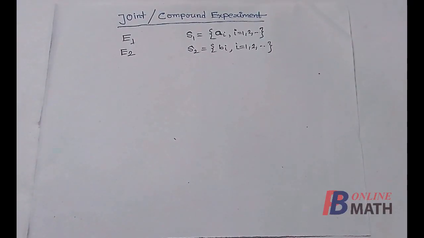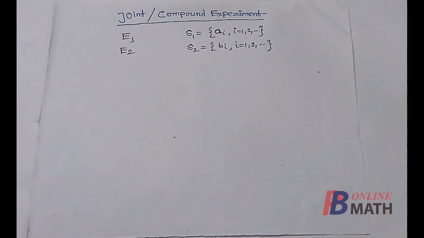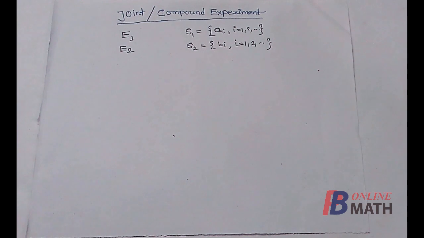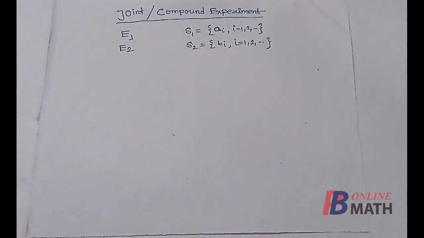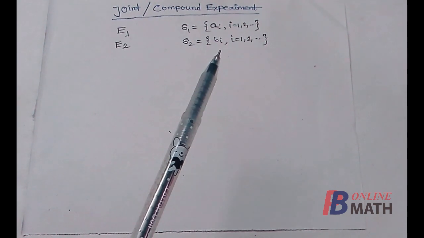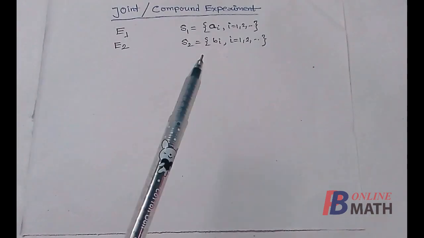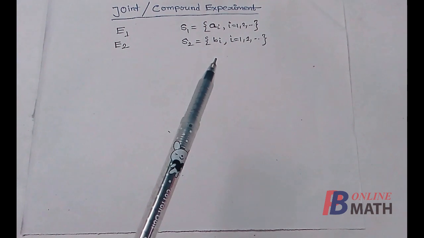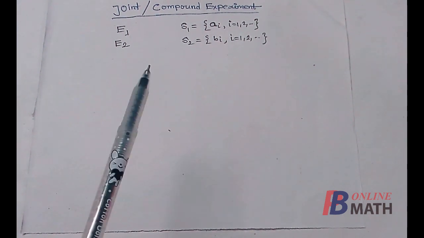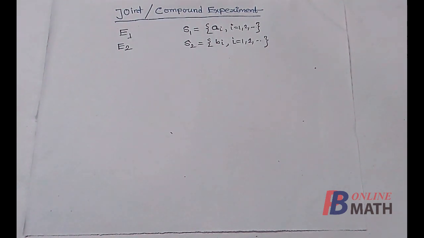Let us first consider two random experiments, E1 and E2, with the sample spaces S1 and S2 respectively. As we know, the number of outcomes corresponding to a random experiment may be finite or infinite. So here we have assumed that A1, A2, A3 are the outcomes corresponding to the random experiment E1, and B1, B2, B3 are outcomes corresponding to the random experiment E2. So E1 and E2 are two random experiments.